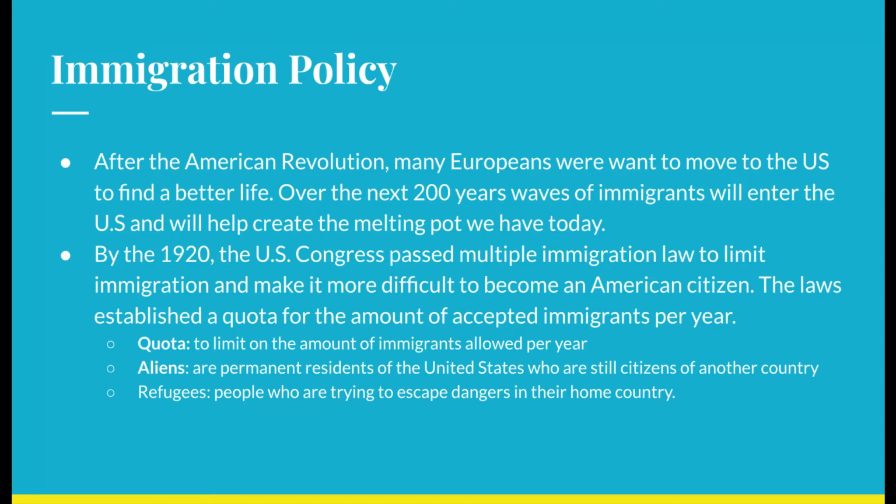The laws established a quota for the amount of accepted immigrants per year. A quota is to limit the amount of immigrants allowed per year. Aliens are permanent residents of the United States who are still citizens of another country.